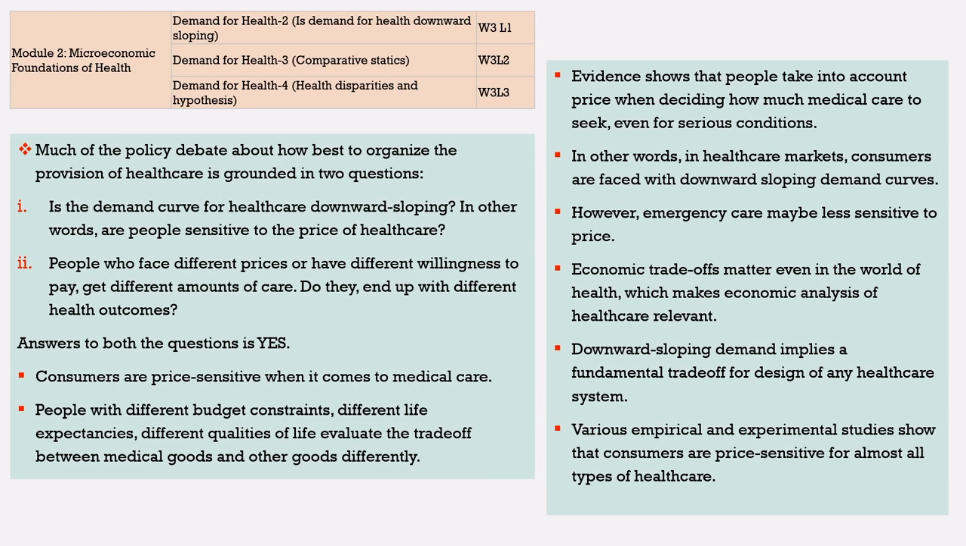We also discussed that evidence showed that people take into account price when deciding how much medical care to seek, even for very serious conditions. So, income becomes an important constraint in the context of medical care decisions, which led us to the conclusion that the healthcare demand curve is also indeed downward sloping. So, in healthcare markets, consumers are faced with downward sloping demand curves. However, emergency care may be less sensitive to price depending upon the context. We discussed that economic trade-offs matter even in the world of health, which makes economic analysis of healthcare relevant. And we also discussed that downward sloping demand implies a fundamental trade-off for the design of any healthcare system. And various empirical and experimental studies have shown that consumers are price sensitive for almost all types of healthcare.